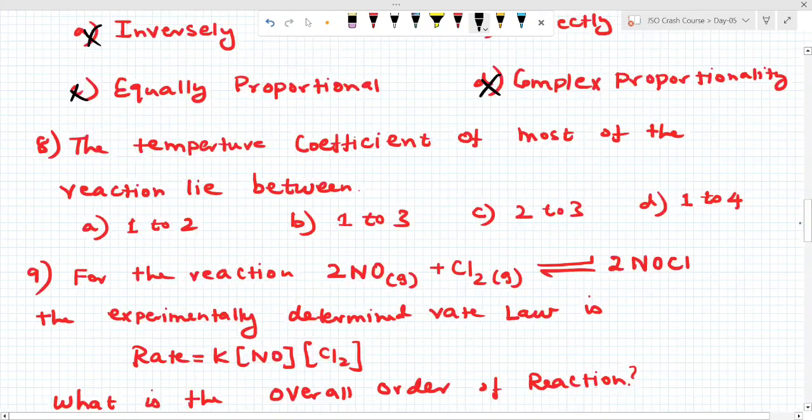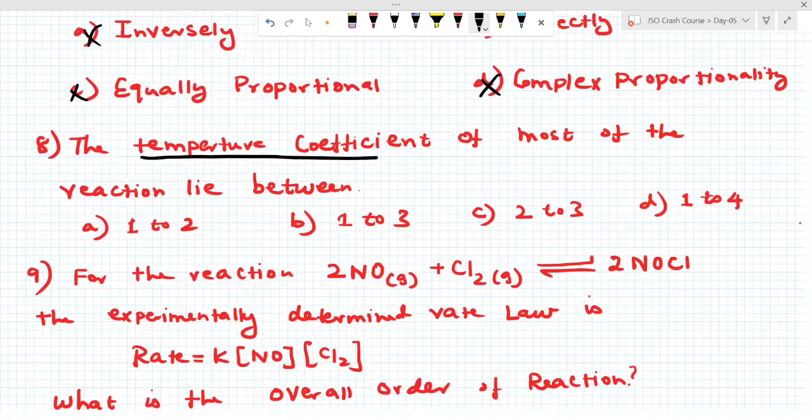இது பாருங்க, the reaction temperature coefficient. Okay, the most of reaction light between the 2 and 3 and our the 10 degree increases temperature, the rate become 2 and 3, 2 to 3. That is called temperature coefficient. What is the answer? 2 to 3. Okay, this is very simple. Now.